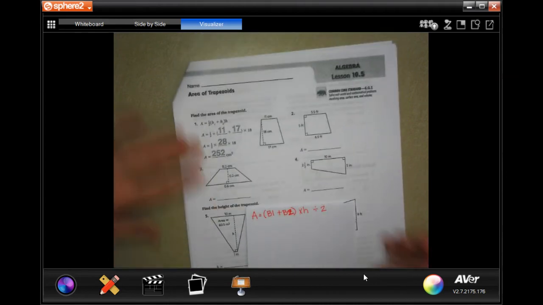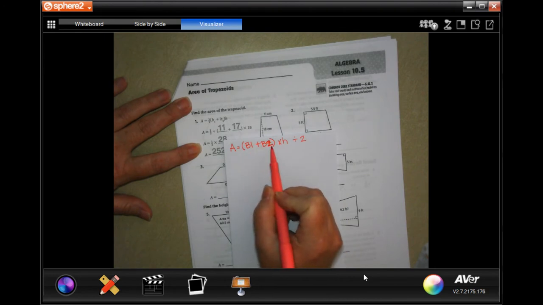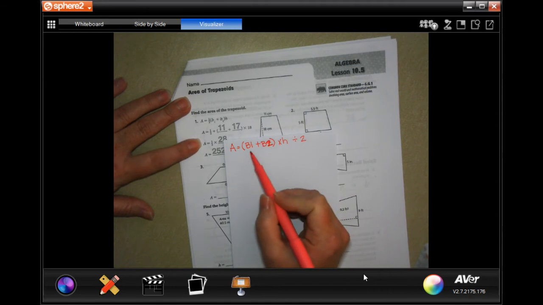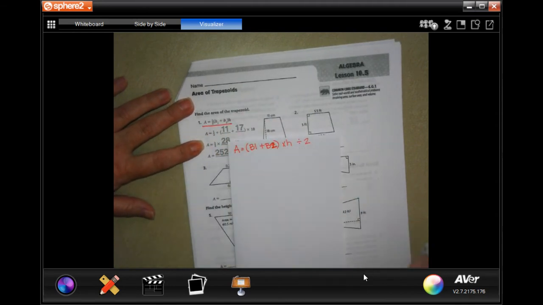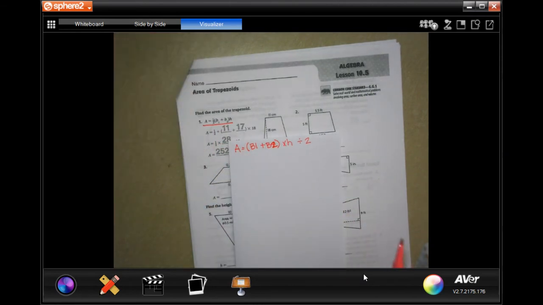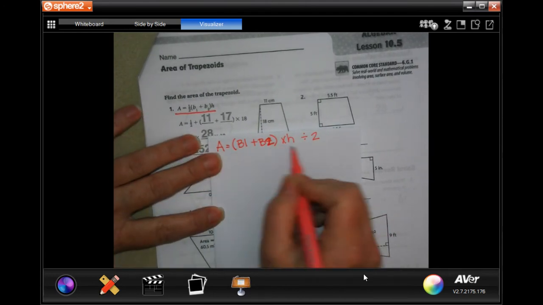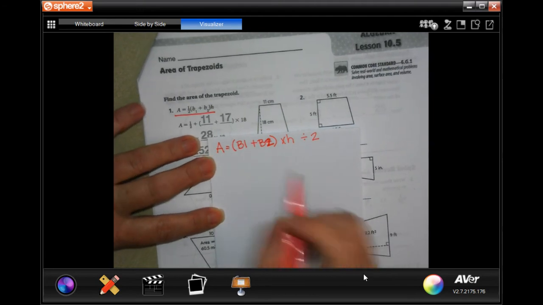Remember, the area of a trapezoid is base 1 plus base 2, multiplied by the height and divided by 2. They actually wrote the formula for you, but this is sometimes confusing to me, so I'm going to move this a little bit. I wrote it in a way that I can fill in the blanks and get to an answer.